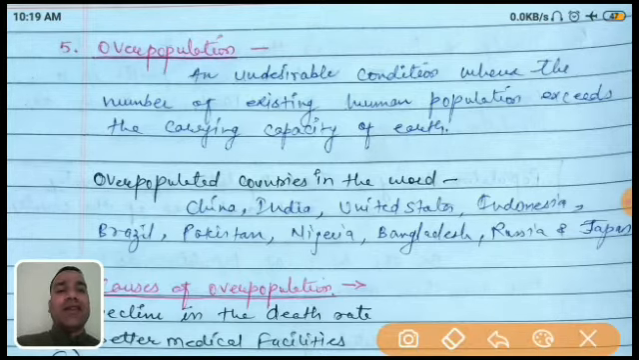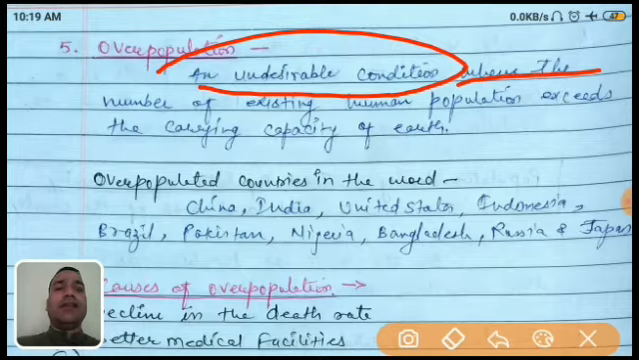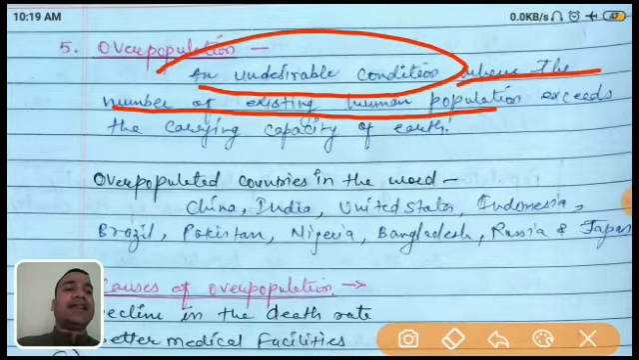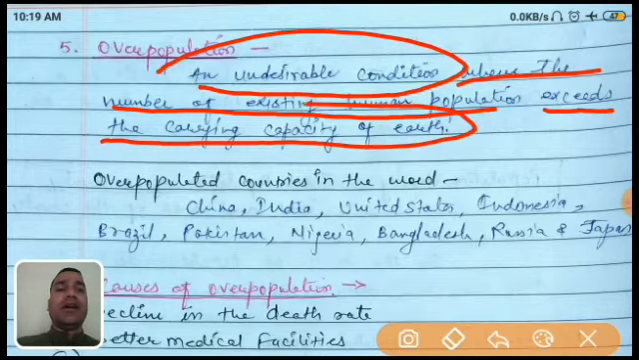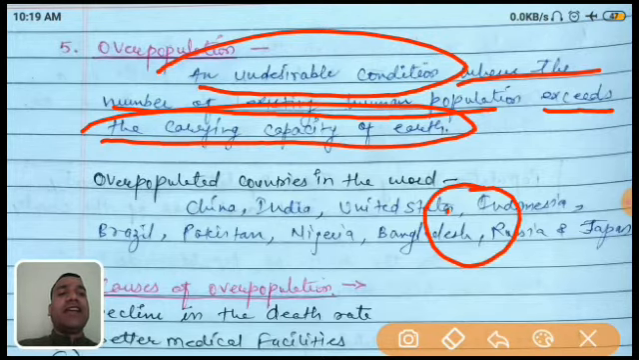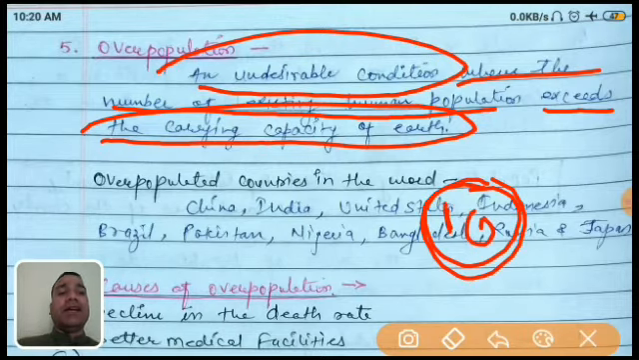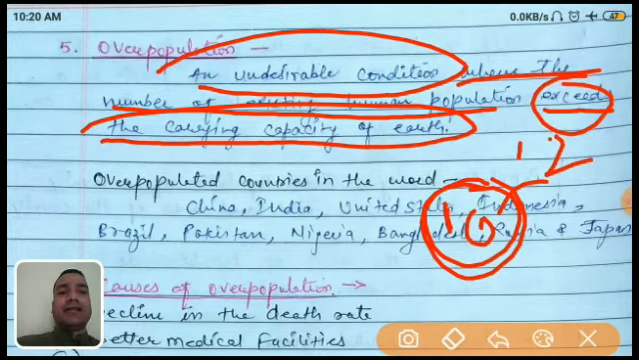So by this definition we can easily understand that overpopulation is an undesirable condition where the number of existing human population exceeds the carrying capacity of the earth. It means, for example, if the capacity of the earth is 10 people but here there are 12 people, so what will happen? The capacity of the earth is exceeded. This is called overpopulation. When the number of people increases as compared to its capacity, then definitely it is called overpopulation.